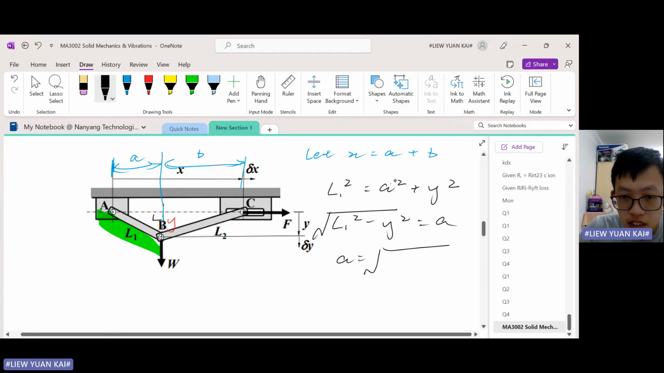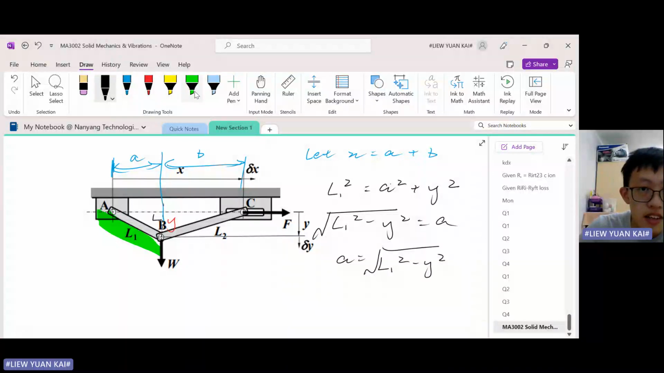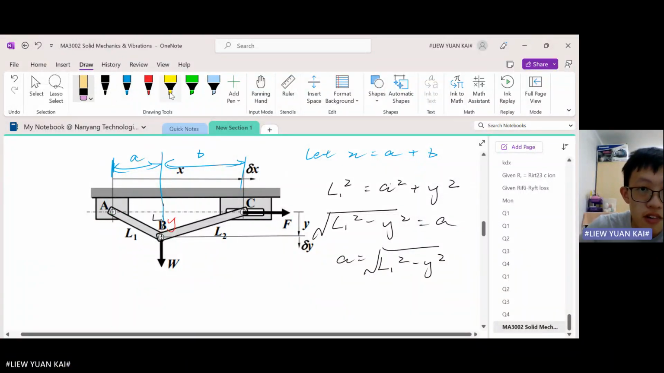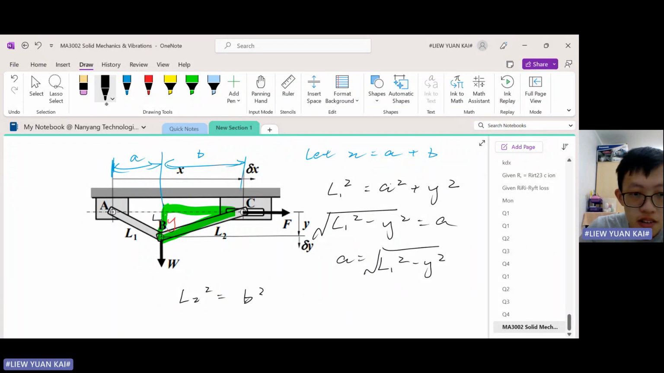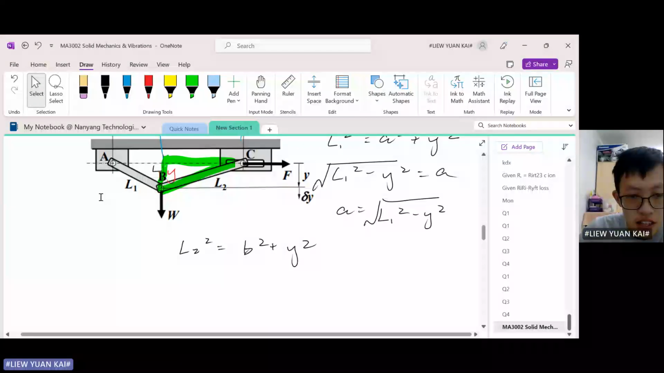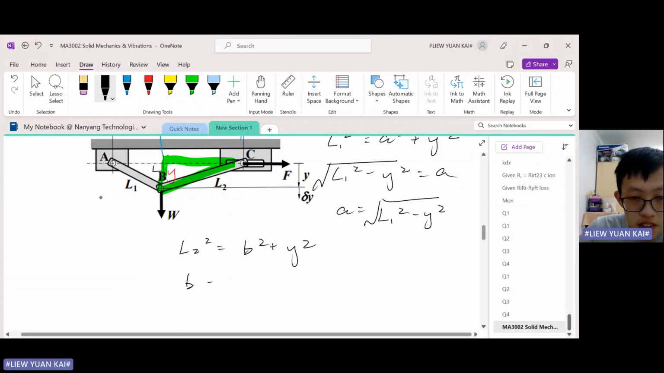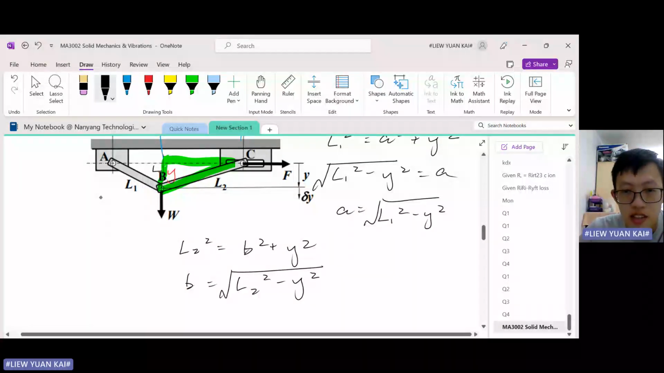So A is actually the square root of L1 squared minus Y squared. Similarly, if we focus our attention on this triangle over here, we can use the Pythagoras theorem and claim that L2 squared is equal to B squared plus Y squared. So making B the subject, you shall get B is equal to L2 squared minus Y squared, and you square root the whole thing. Okay?